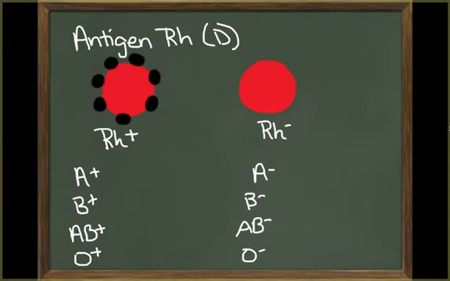The antigen RH, or D, is either present or absent on the red blood cells. If the RH antigen is present, the person is considered to be RH positive. If the RH antigen is absent, the person is considered to be RH negative. When the complete blood type is recorded, the term RH is usually omitted and a positive or negative sign is used. For example, a person's blood type would be recorded as O negative or O positive, or A negative or A positive, and so on.